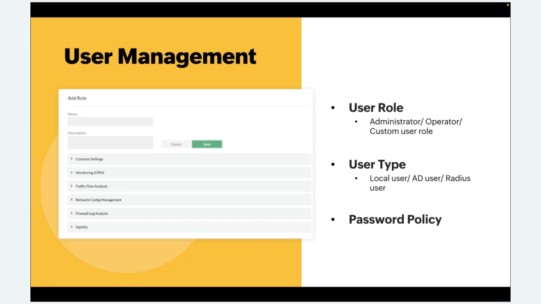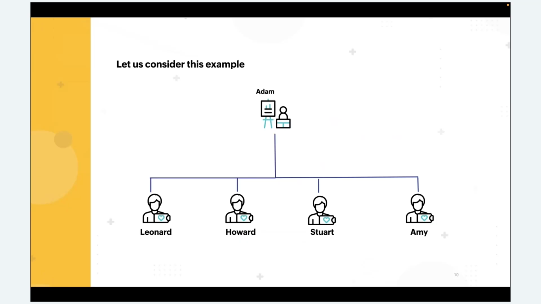So depending upon the need, a user can be granted or restricted privileges. Now let's consider this example. Say there's an organization and the network operations team is headed by Adam. Adam is assisted by a four-man crew consisting of Leonard, Howard, Stuart, and Amy.